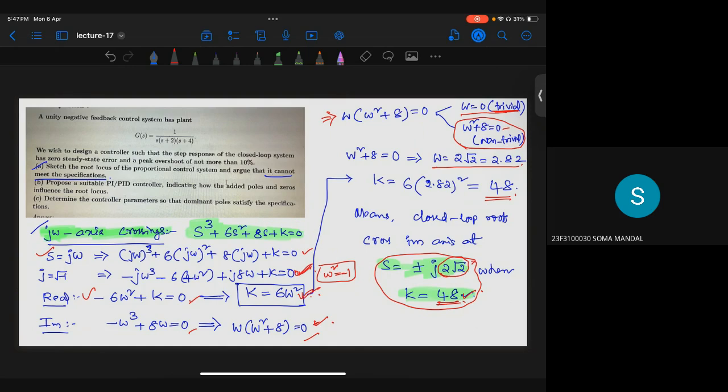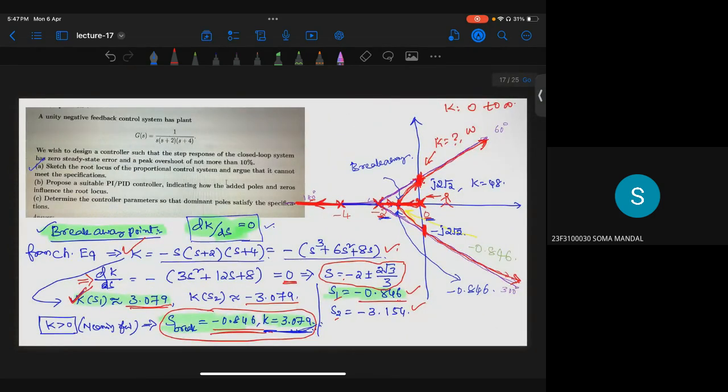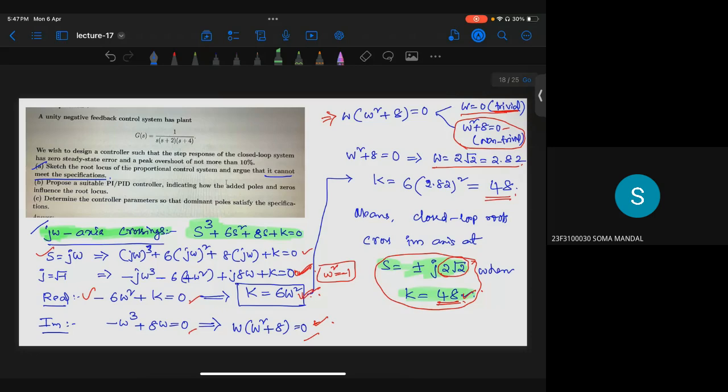So here you are trying to know where the root locus is crossing the j omega axis, what the omega is and what the k value is. You got omega as 2 root 2 and k value as 48. So this is what you need to do: take the characteristic polynomial, substitute s equal to j omega, equate real and imaginary parts to 0, then solve for k and omega.